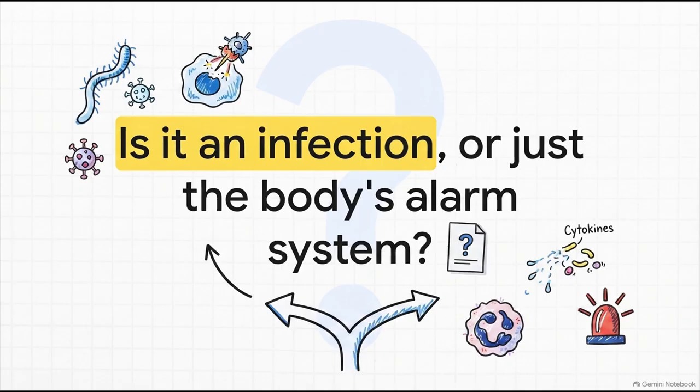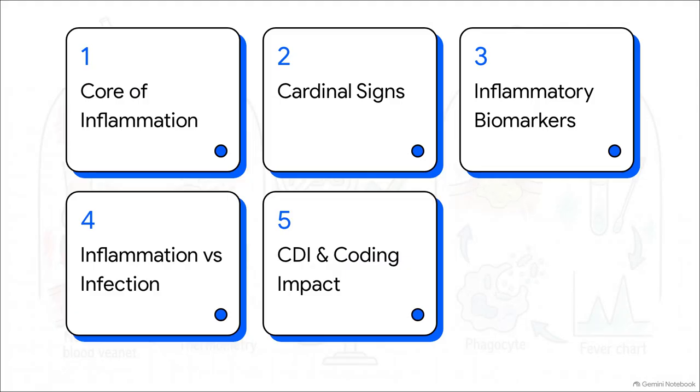Well, it almost always traces back to poor or ambiguous documentation of these two very different biological processes. If the chart doesn't clearly separate the body's natural response from an actual invasive threat, the coding just falls apart. Here is our roadmap for today. We'll be looking at the core of inflammation, the cardinal signs of inflammation, decoding inflammatory biomarkers, comparing inflammation versus infection, and finally, the CDI encoding impact.